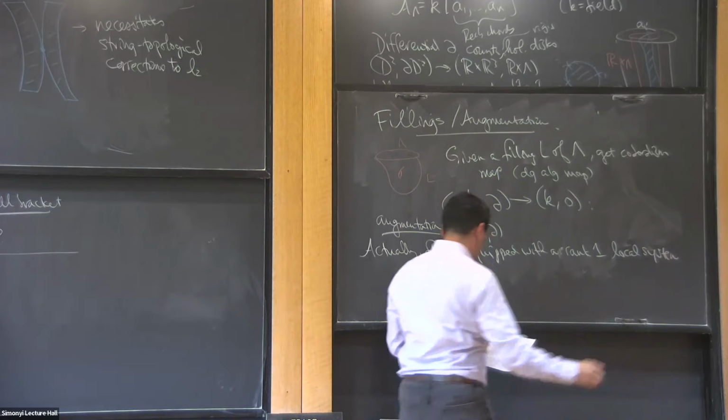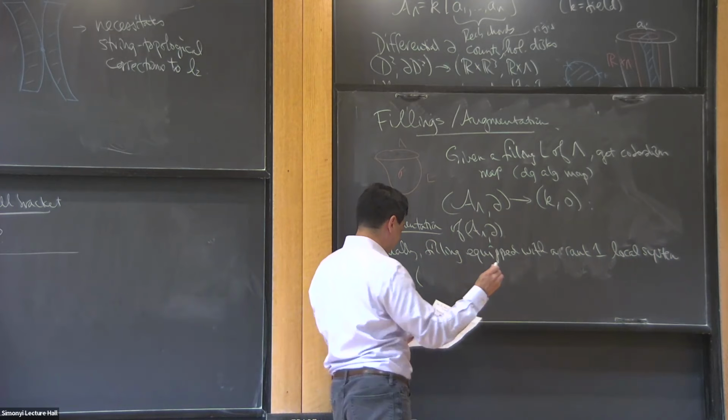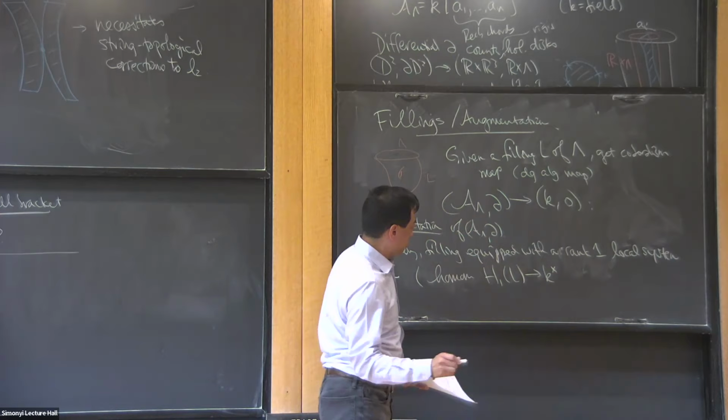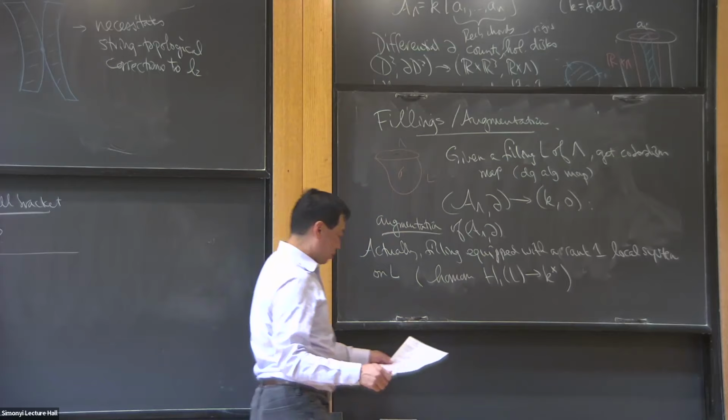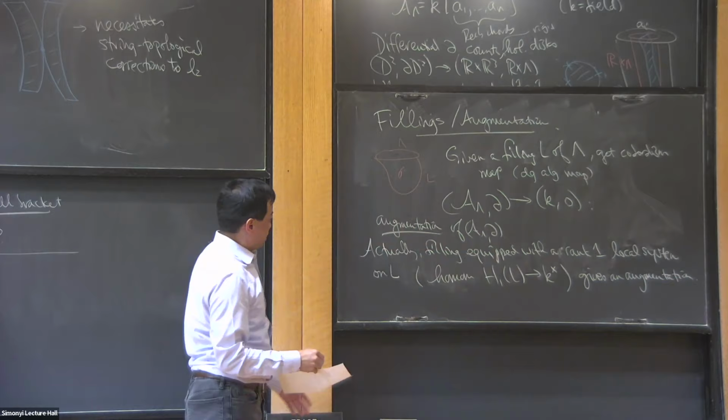So in this case, on L, sorry, on the filling. For people like me who don't understand these sorts of things, this is just a homomorphism from H1 of L to the group of multiplicative units in K. So a filling equipped with a rank one local system on L actually gives an augmentation. So again, this is just keeping more careful track of homology classes of boundaries of holomorphic disks.